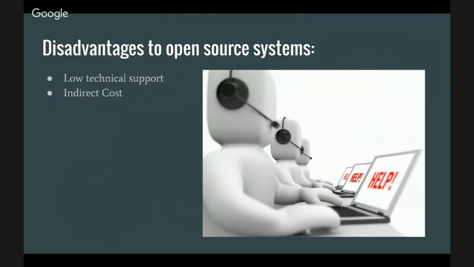The next two disadvantages are that there's low technical support, which means that if you have an issue, you cannot track a user down to contact them to fix it. Usually a user is one person or a group of people that produce a new source code. So this is an issue because you have limited access to help. And this will lead to indirect costs because you will have to bring people from outside of the company to come and modify and fix your software for you, and you have to pay them.